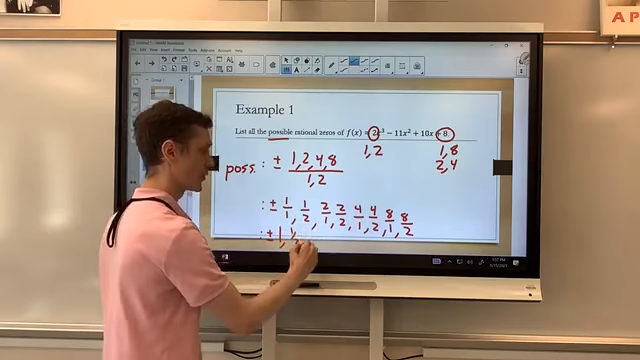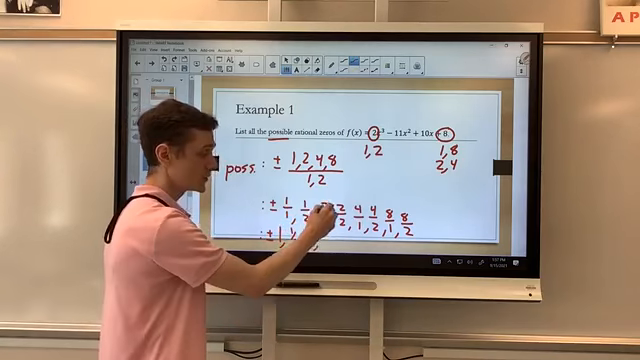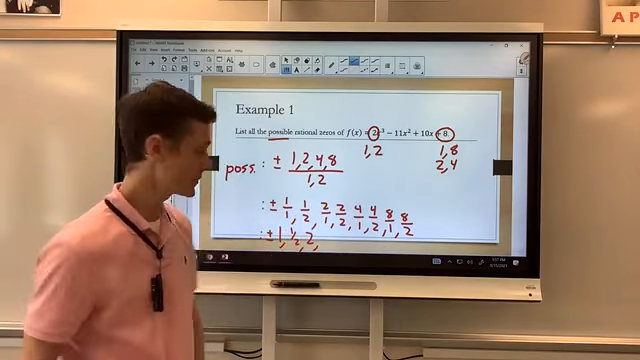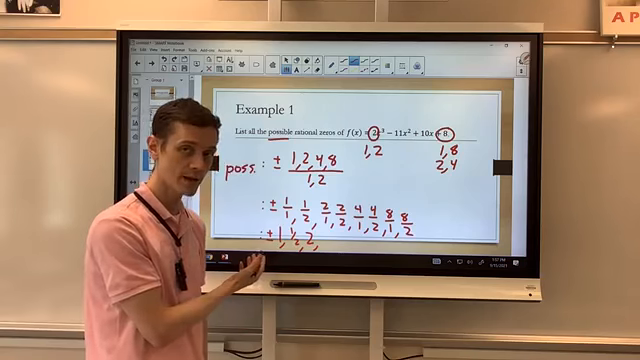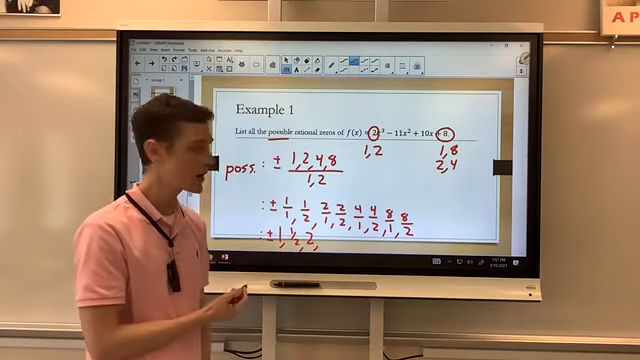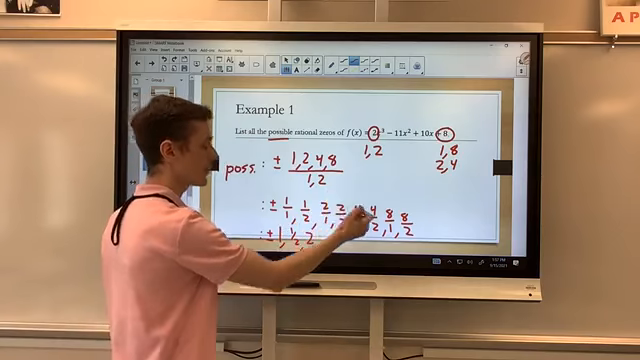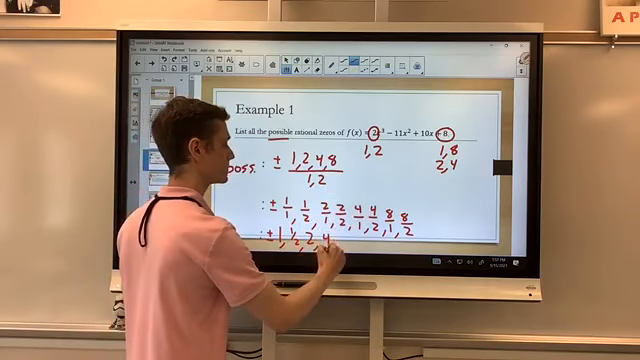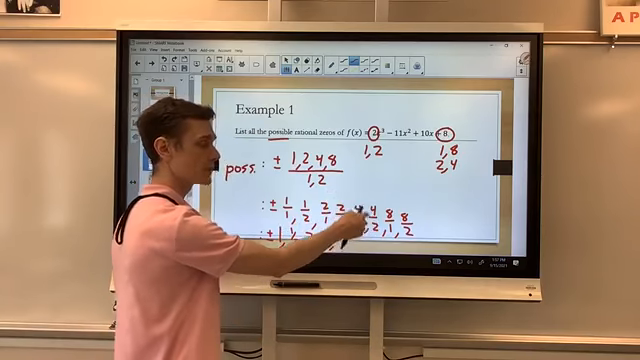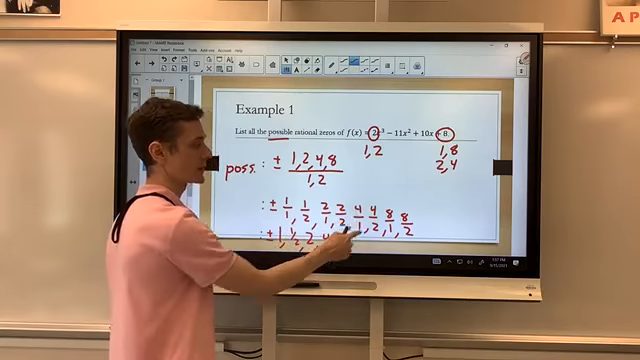2 over 1 is a new number. 2 over 2 is equal to 1. I already have 1 listed in my list of possible zeros, so I don't need to write it again. So I'm going to skip that one. 4 over 1 is a new number. 4 over 2 reduces to 2. That's already in my list.